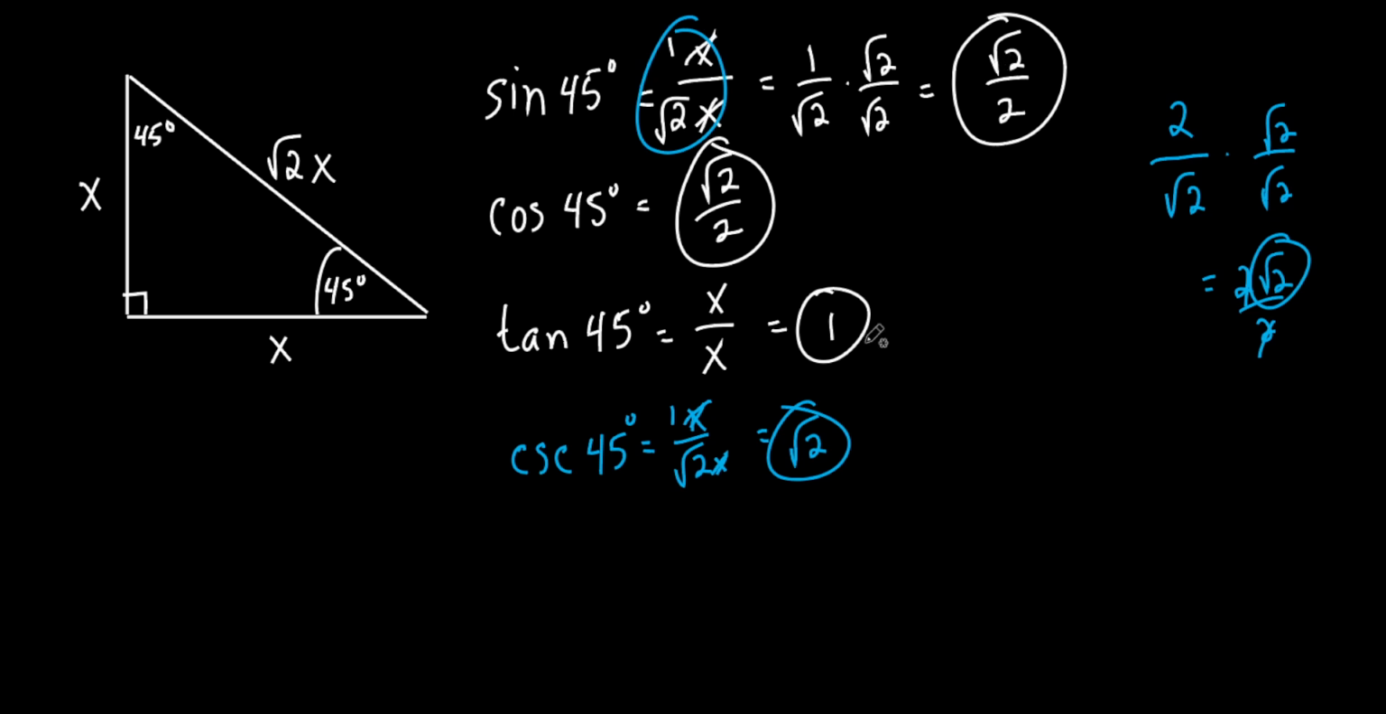Yeah. Or, like I said, you could go hypotenuse over opposite. Square root of 2x over x. The x's cancel. Boom, square root of 2. However you want to do it. Okay. So next one.